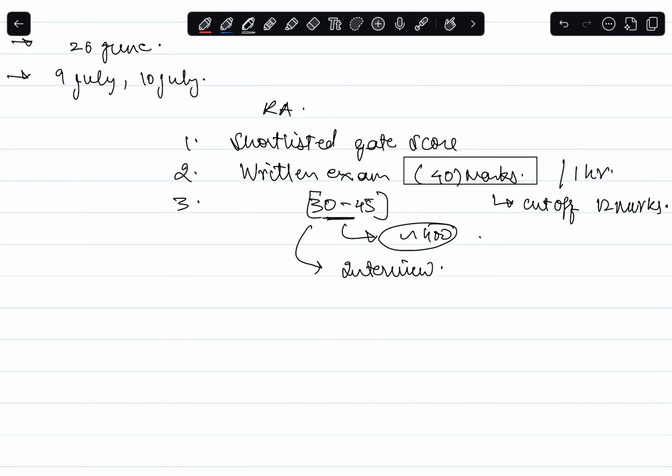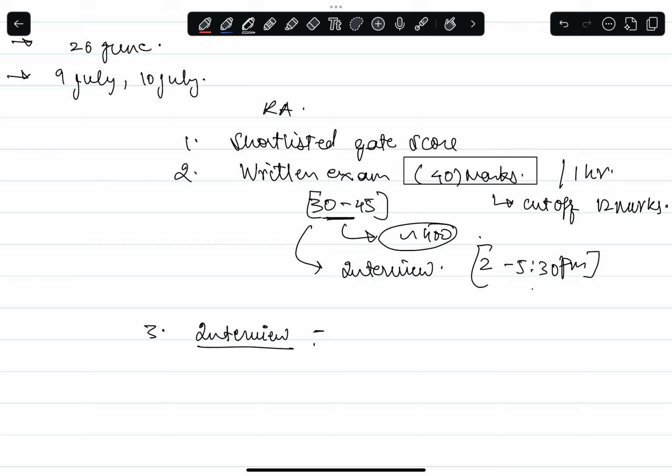After that, the next day I had my interview in the slot of 2 to 5:30 p.m. Okay, so it was followed by an interview. I will talk more about this interview in later videos, but the interview is the only way through which you can get shortlisted or get the entry. So this is the most important thing.